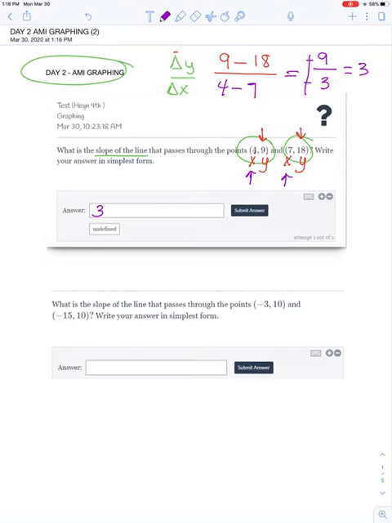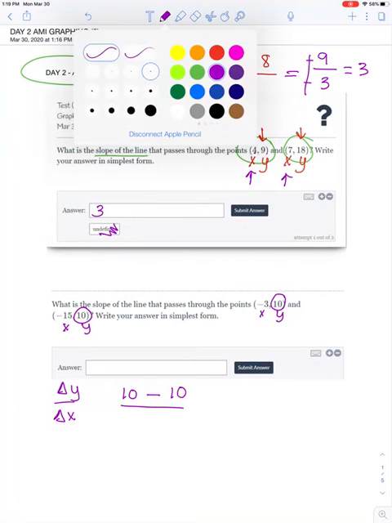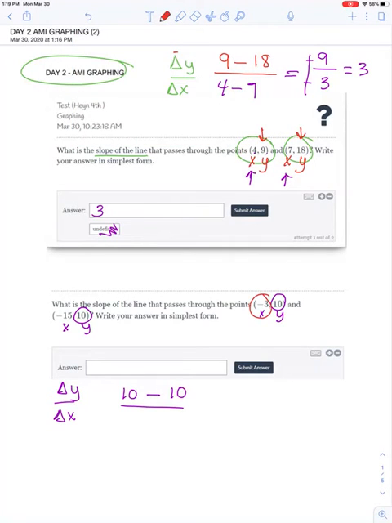Okay. Next. Again, we have an x value, y value, x value, y value. So change of y's over change of x's. So my first y value is 10. Subtract it with my second y value, which is 10, over my first x value is negative 3, minus my second x value is negative 15.